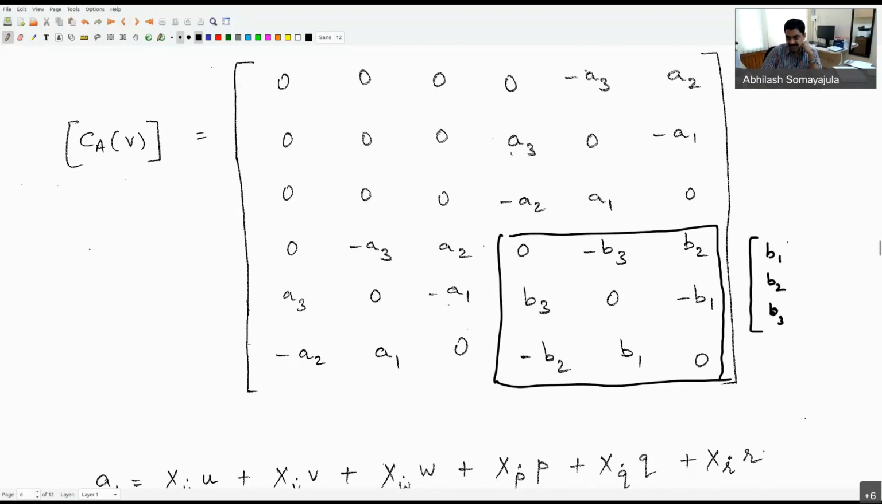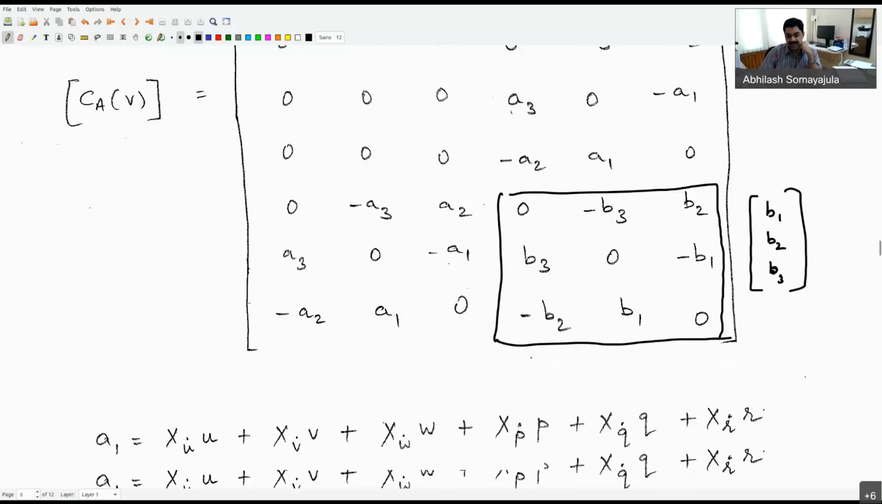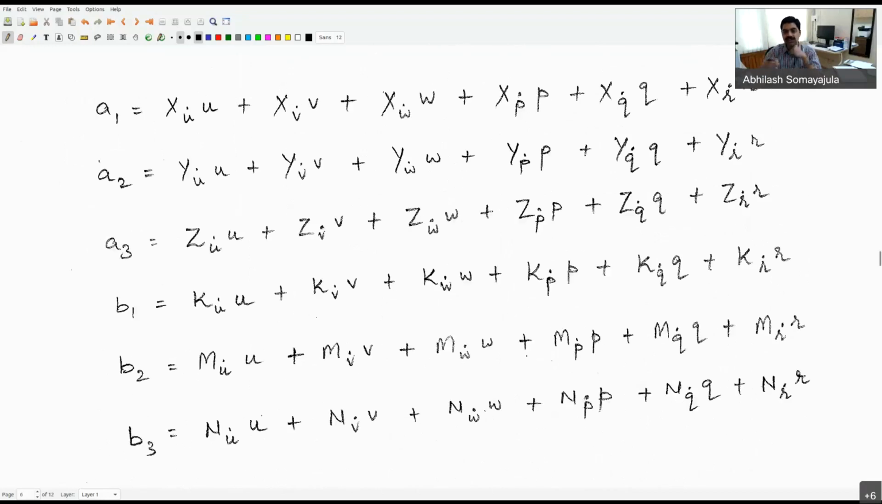And we saw the expressions for these A1, A2, A3 and B1, B2, B3 in terms of our added mass matrix terms. So you can see that here we have all the added mass matrix terms appearing like X_u dot, X_v dot, so on and so forth, which we discussed are derivatives. So this actually represents the derivative of the sway force with respect to u dot, and so on and so forth. So that is the convention which we are using to define these different added mass terms.